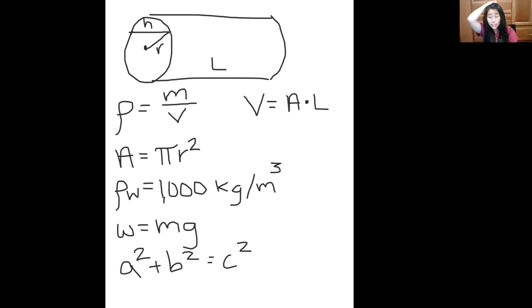And here are some things that we need to keep in mind. Density equals mass over volume. The volume equals area times the length, and the area of a circle is pi r squared. The density of water is 1,000 kilograms per meter cubed, and weight equals mass times gravity, and the Pythagorean theorem is a squared plus b squared equals c squared.